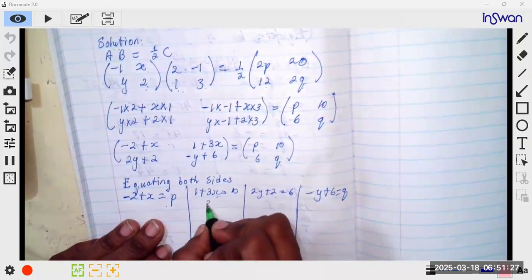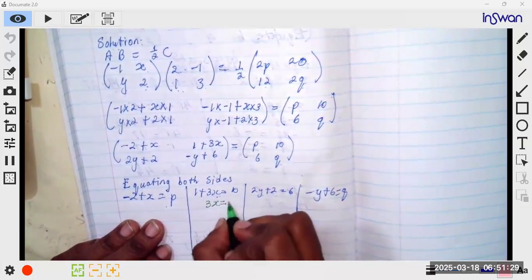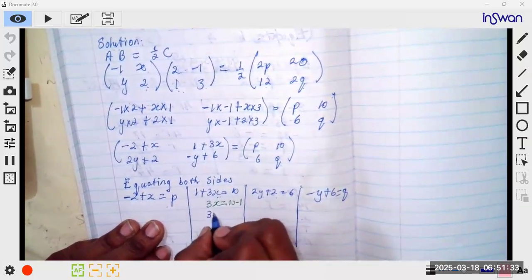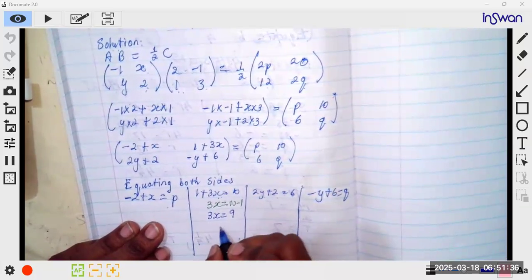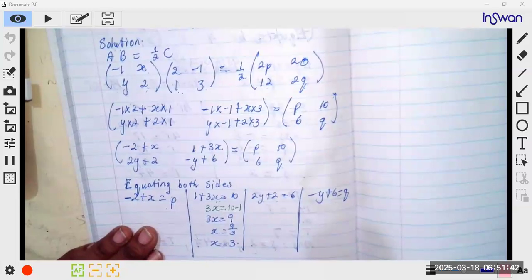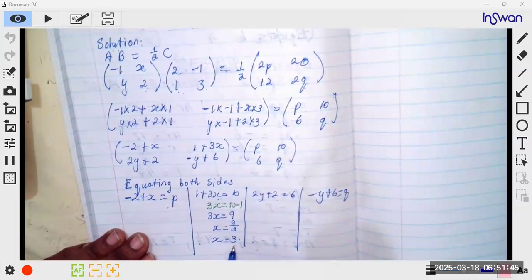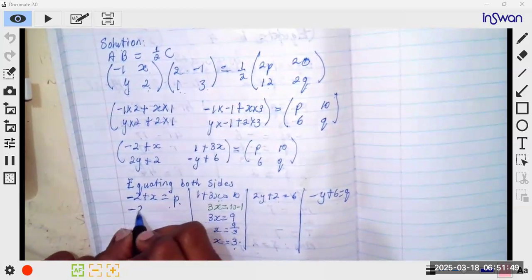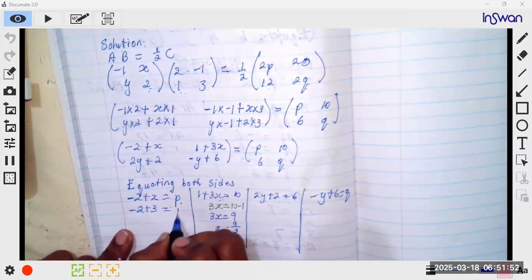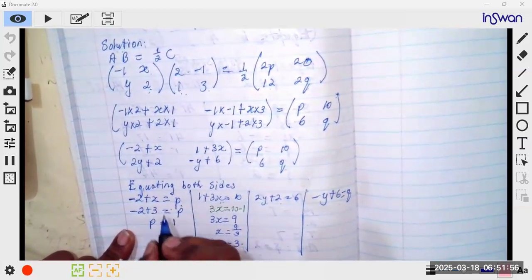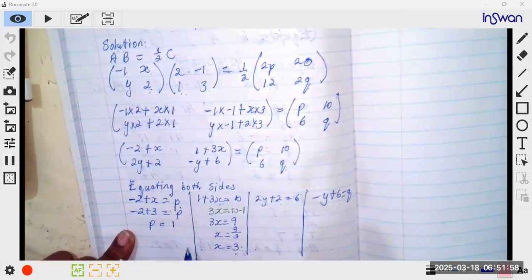So 3x will be equal to 10 take away 1. So 3x will be equal to 9. x will be equal to 9 divided by 3. x will be equal to 3. So that's one answer. Since we know x is 3, we can find p. So this will be 2 minus 2 plus 3 equal to p. So your value of p is really and truly equal to 1. 3 take away 2, which is 1.